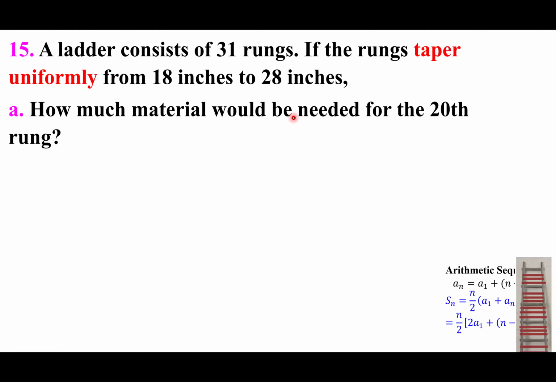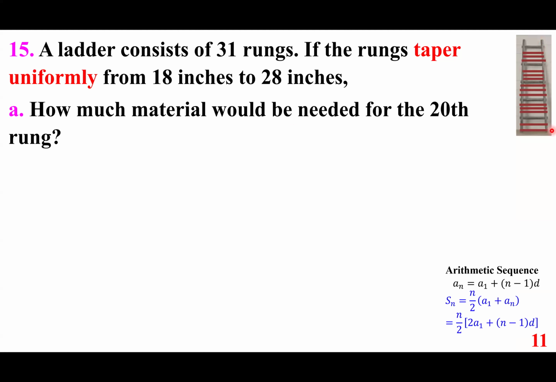So the concept is very simple. You have a ladder, and this is smaller, and the last one is the largest. That's the idea. And the total is 31, so n is 31. It's an arithmetic sequence, n is 31 because they said so. The first one is 18 inches. The last one, that means A sub 31, is 28 inches. And what is A sub 20? That's what the question is all about.